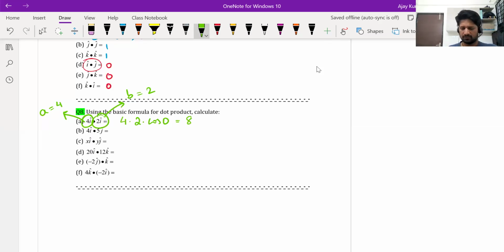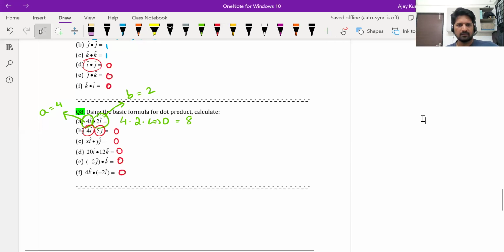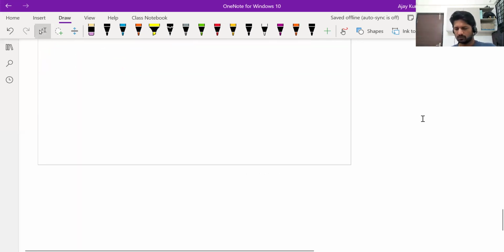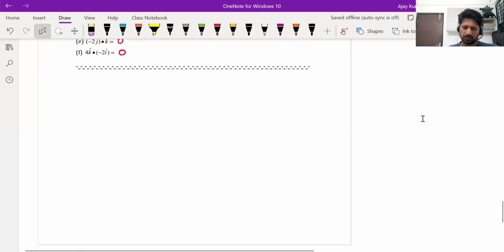Now, all of you who have sent me the answers to the worksheet, I think you have answered correctly. All others will be 0. Why? Next is 4 i cap dot 5 j cap. 4 i cap is in the x direction, 5 j cap is in the y direction, the angle is 90 degrees, so the dot product becomes 0. In all other cases, the vectors are perpendicular, so the dot product will be 0. I hope you all understood how to calculate the dot product of vectors.